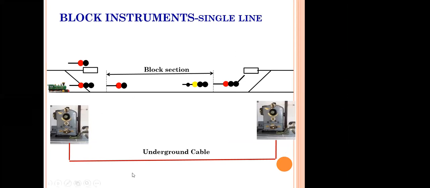To ensure the block working and satisfy the conditions of the block laid down in the general rules and subsidiary rules of Indian Railways, we are connecting two block instruments through underground cable. In older days, they were connected through aerial lines. Now we are connecting them underground.